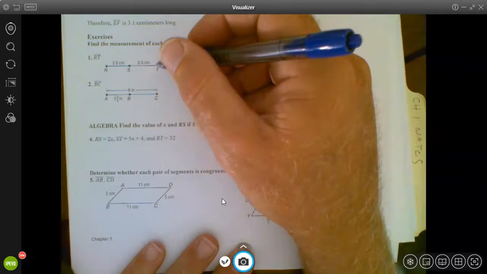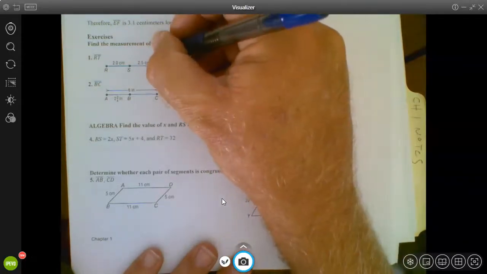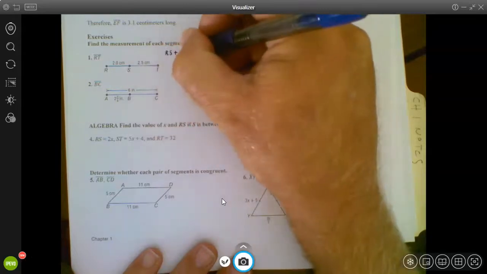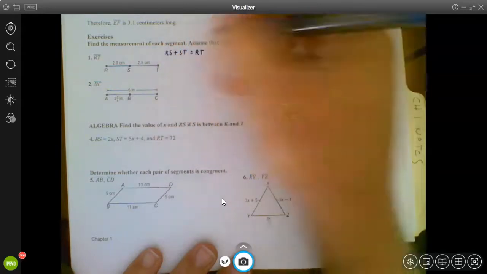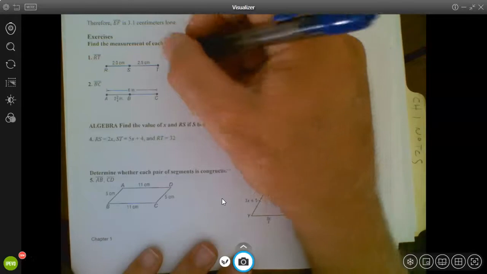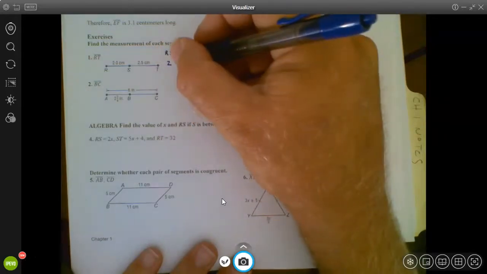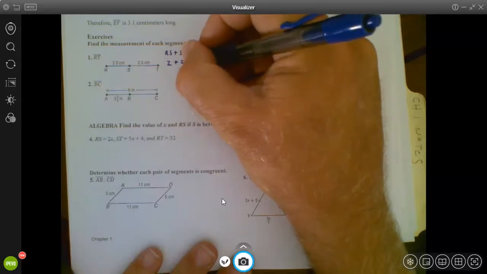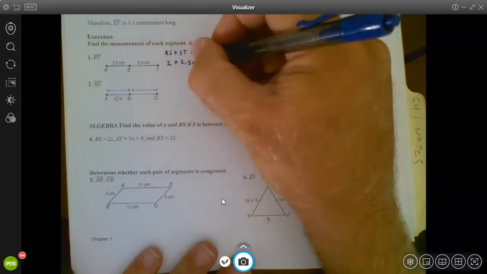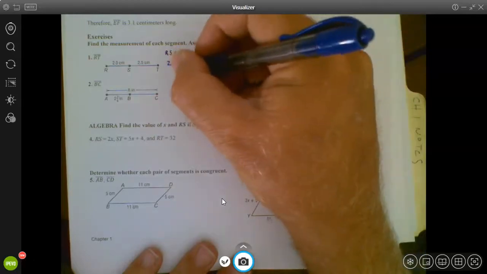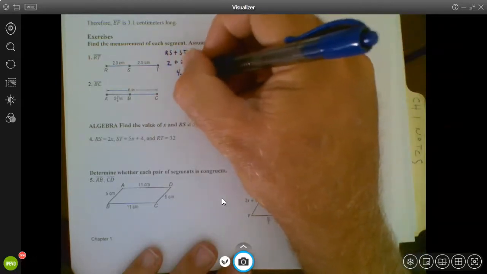So if you gave number 1 a shot, I would have started by saying RS plus ST equals RT. And I'm going to plug in the information. RS is 2. ST is 2.5. And we're going to add those up to get RT. So if I add those together, I get 4.5 equals RT.